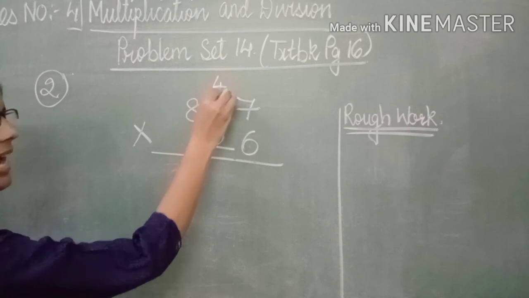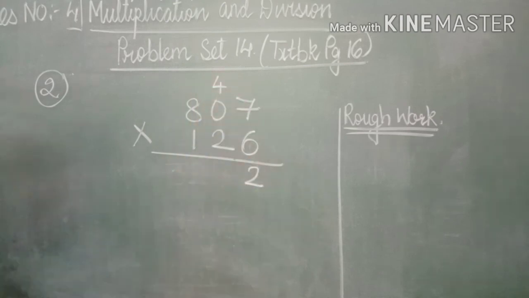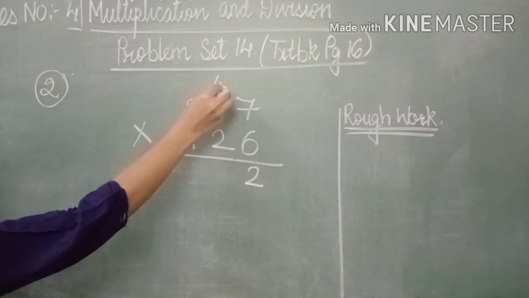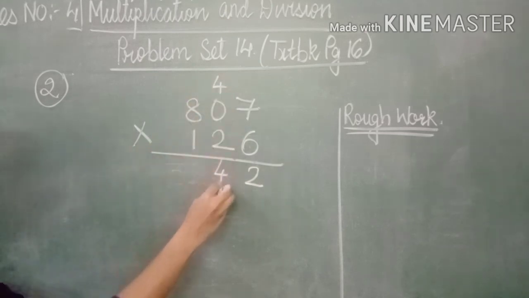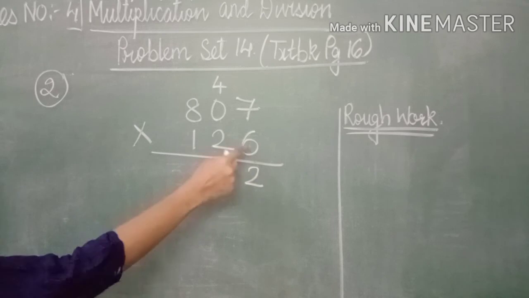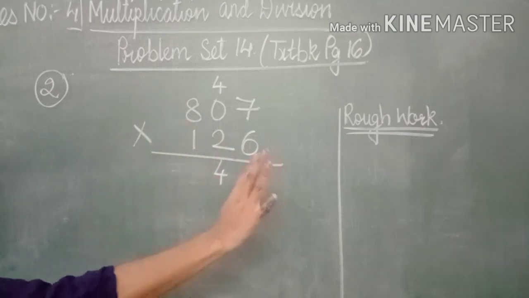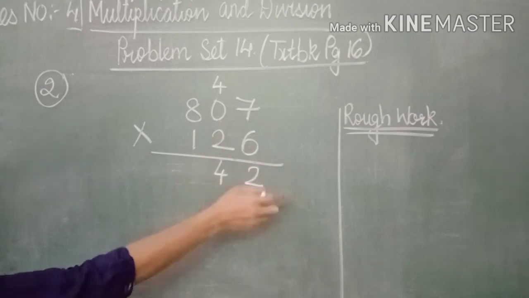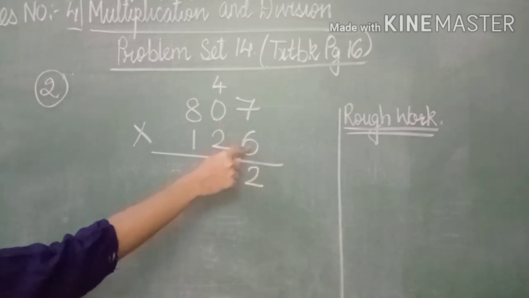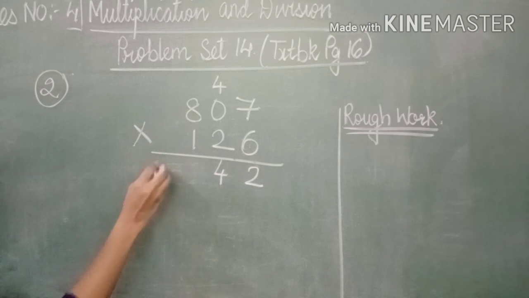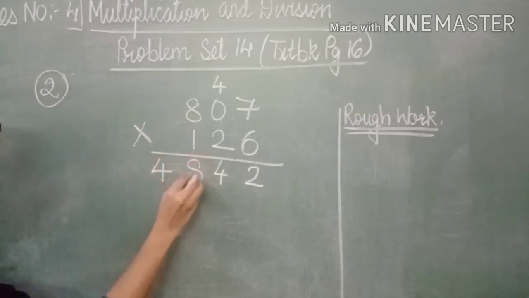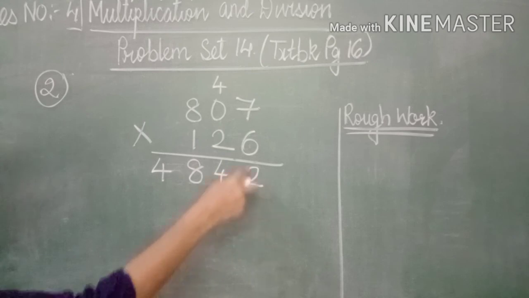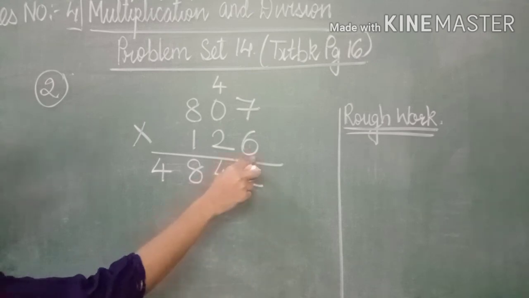So 4 will be carried up, 2 will be written down. 6 zeros are 0 plus 4, this will come as it is. 6 zeros are 0, there is no value, so we are going to directly write 4 here, carried down. 6 eights are 48. So 4 and 8 will be written here. Now this calculation is only for the units place, which is number 6.